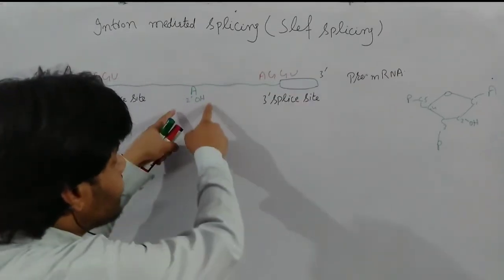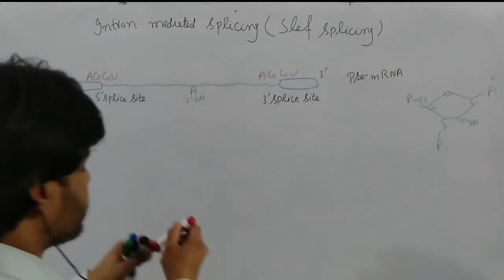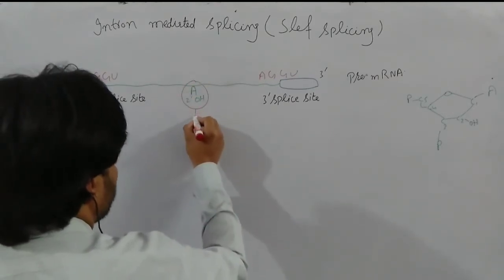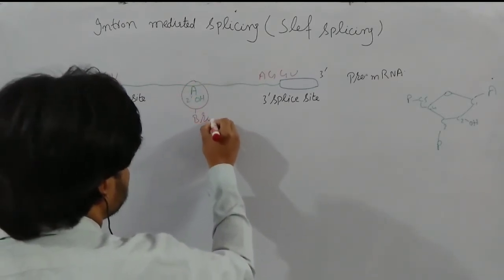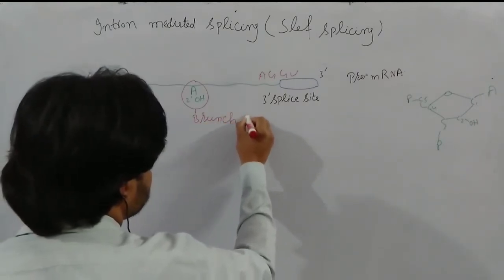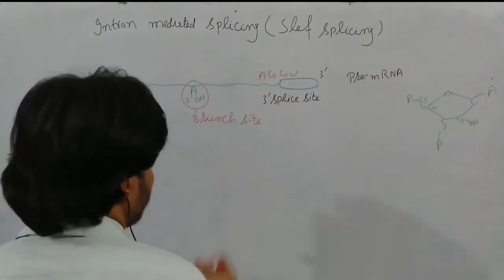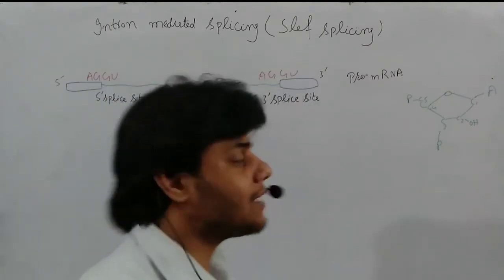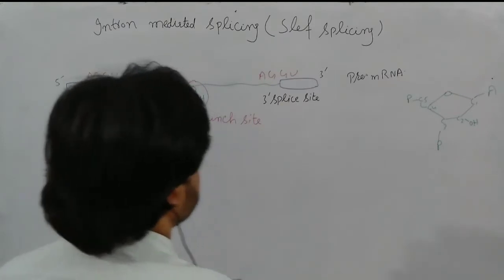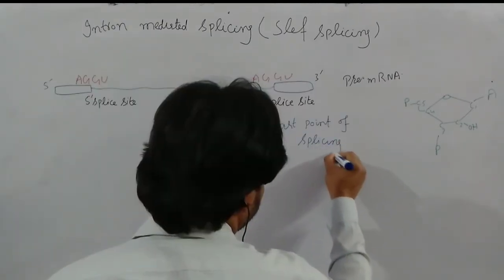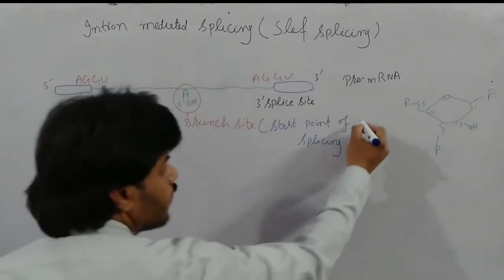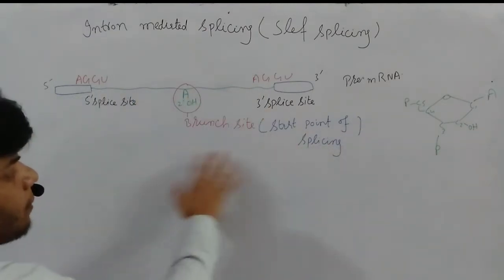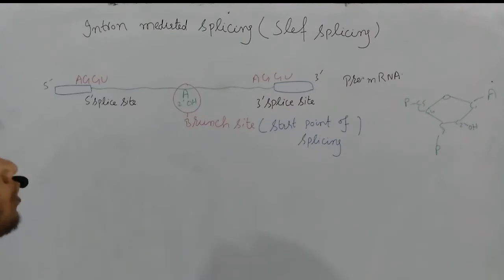Okay, and this adenine, as you can see, is called the branch site. So let me write, this is called the branch site, and from there the splicing starts. So we can say it is the start point of the splicing. So these are the main things that we require in intron mediated splicing.